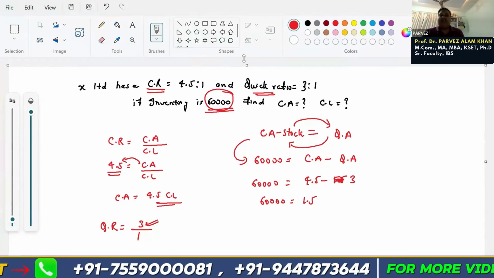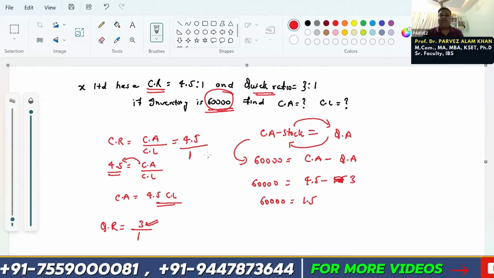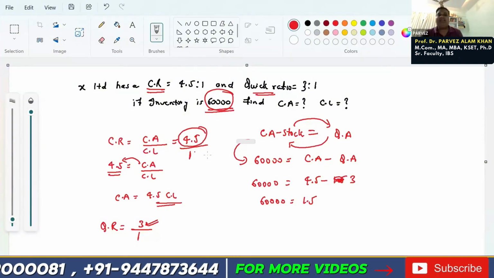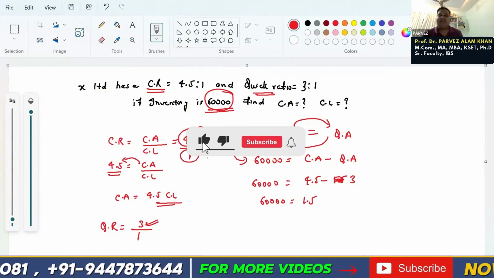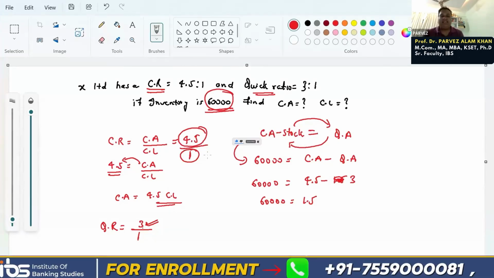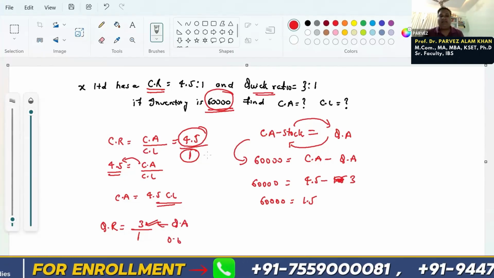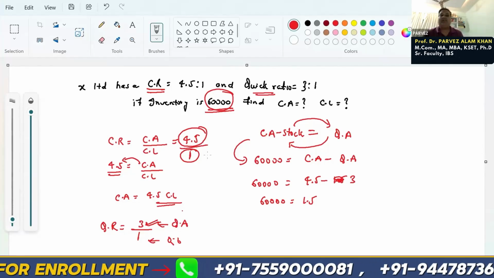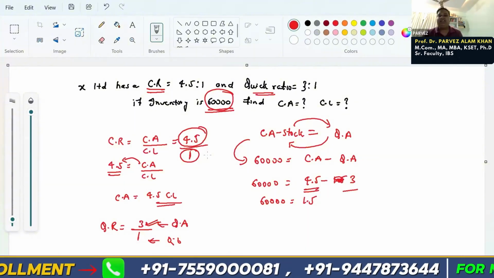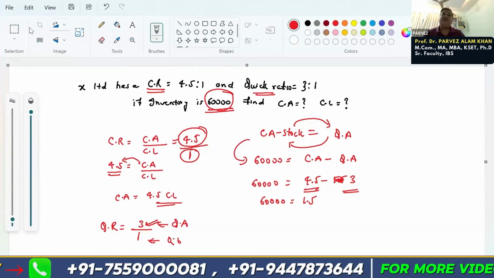Current ratio, how much have they given? 4.5 by 1, right? It means current asset is 4.5 times and current liability is only 1 time, right? Similarly, quick ratio, how much have they given? 3 by 1, right? It means quick asset will be 3 and quick liability will be 1. So that is what I have written. For current asset, I have written 4.5, and for quick asset, I have written 3. Now it's clear. So we got 1.5 times, right?